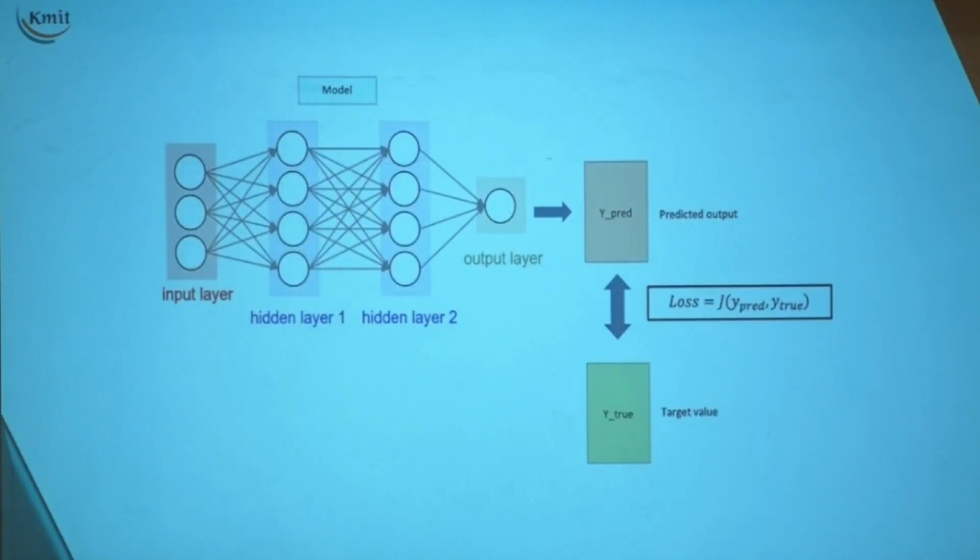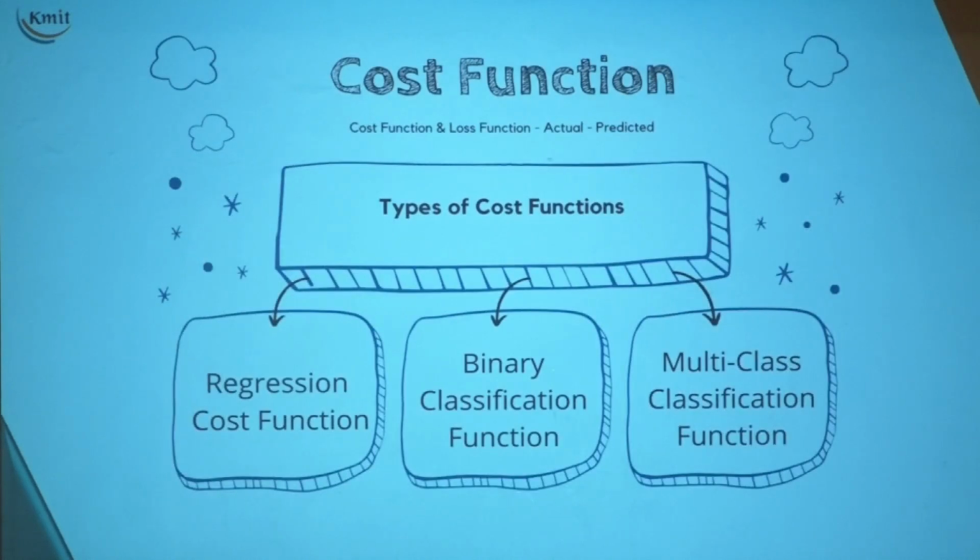So this is a model and that is how we calculate the loss: actual value minus predicted value. The actual values are y test. The predicted values are y prediction. Okay. What is cost function?